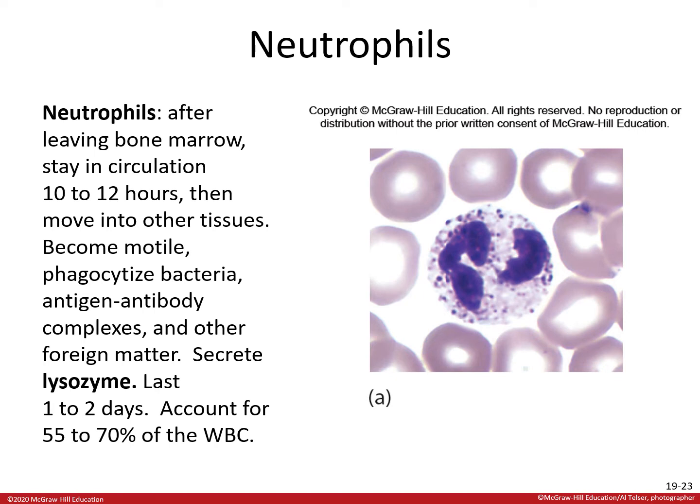So once they become motile, they are going to use a process called phagocytosis, which if something is going to be phagocytized, that means it's going to become engulfed. So in this case, neutrophils are going to engulf bacteria, antigen antibody complexes, and other foreign matter, but bacteria is going to be that main one that I want you to know.